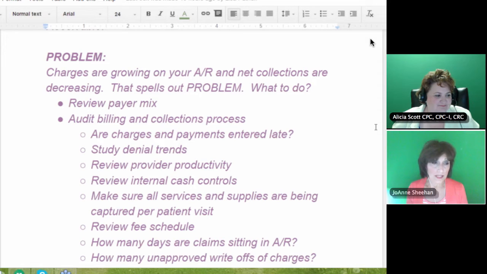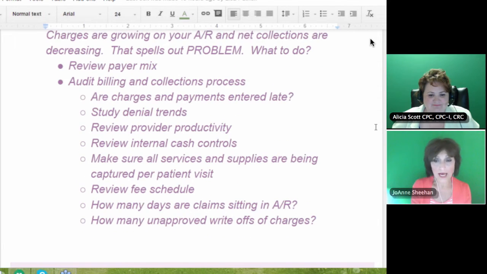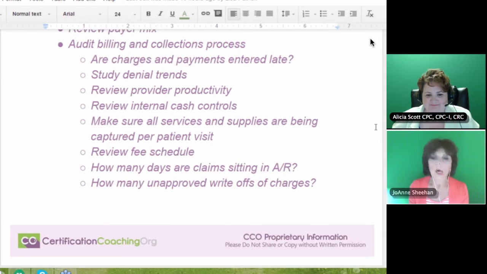Review internal cash controls, another huge issue. And I can tell you that I had a practice that balanced all the cash against the accounting forms. When we posted payments, we balanced it. But for 2 weeks, we received so many phone calls from patients saying, I paid my copayment at the time of service. And yet there was no indication that the patient paid on the accounting form.